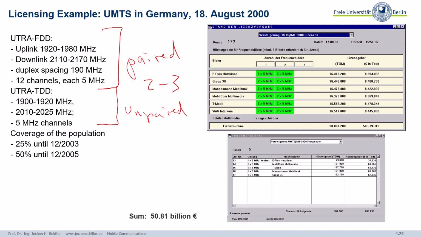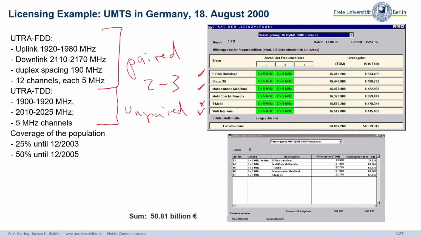Okay, so what happened in Germany? We had 4 companies that already had networks. T-Mobile, that time still T-Mobile. We had at that time also a company called Mannesmann Mobilfunk, today Vodafone. We had E+, not existing anymore. And we had Viag Interkom, today Telefonica O2. So those 4 companies already operated base stations, so real base stations.